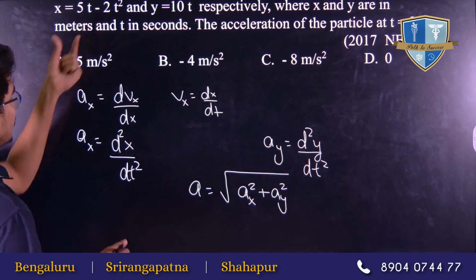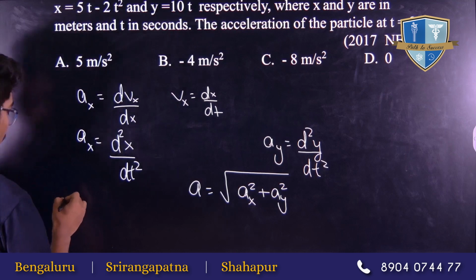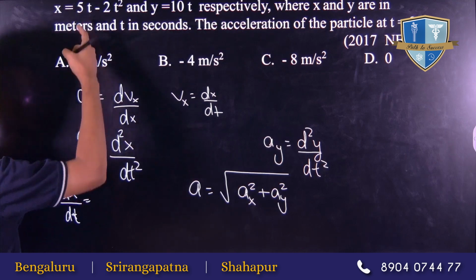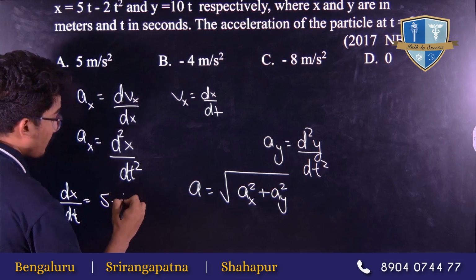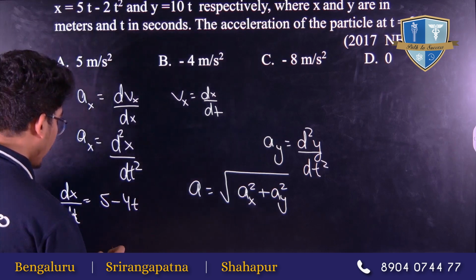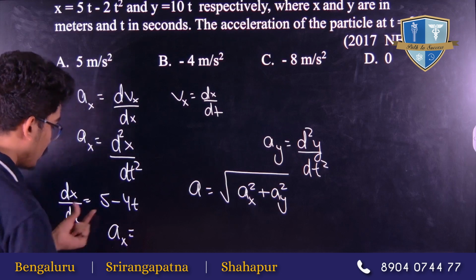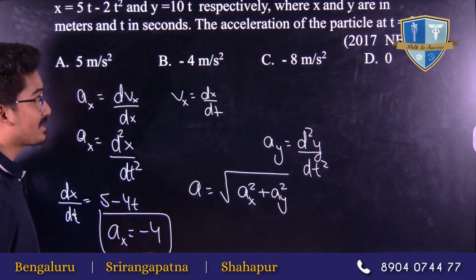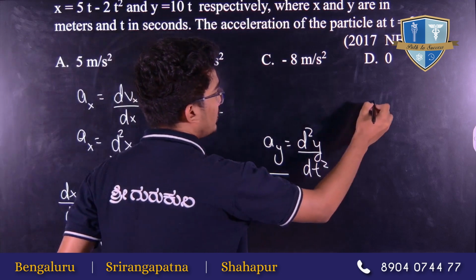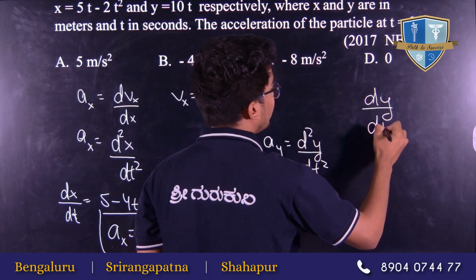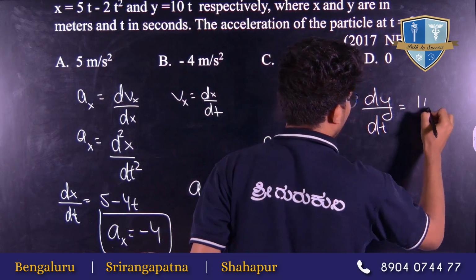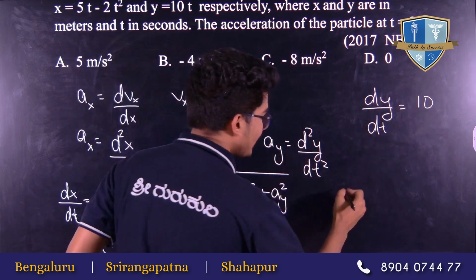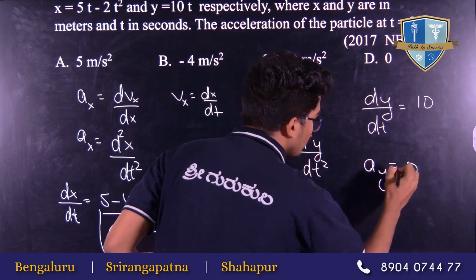So we will differentiate this 2 times. First we will find dx by dt. So dx by dt is the differentiation of this, it will become 5 minus 4t, and we'll differentiate it again to find ax. So differentiation of this will become -4. So this is our acceleration in x direction, and we'll differentiate y again. So dy by dt will be equal to 10, and if we differentiate this again, differentiation of a constant will become 0, means acceleration in y direction is equal to 0.